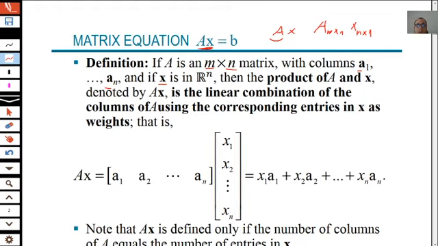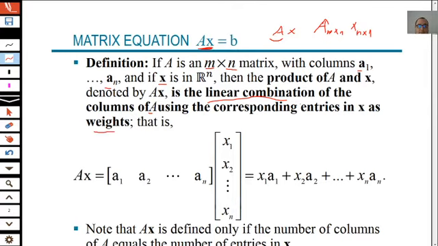We have n rows. In the first row we have the only number, which is x1, and we have just a single column for the vector x. We use the matrix notation to state a vector in this course. Therefore the product of A and x is the linear combination of the columns of the matrix A using the corresponding entries in x as weights.